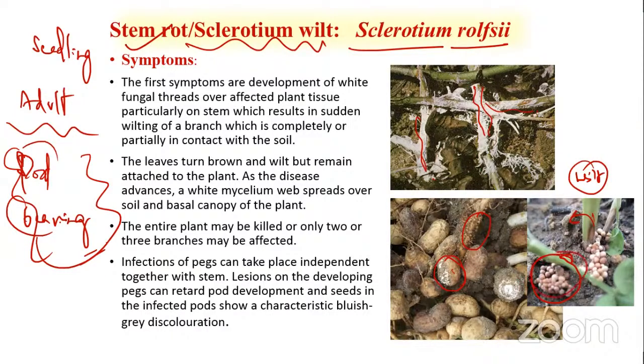So this is the criteria to identify Sclerotium rolfsii. The basic criterion is easy once you enter the field: you can check the white mycelial growth on the stem or the collar region. This is the major confirmation, because you may be confused whether it is a Rhizoctonia sclerotia or a Sclerotium sclerotia. So stick to this criterion, then you can confirm whether it is Sclerotium or not.